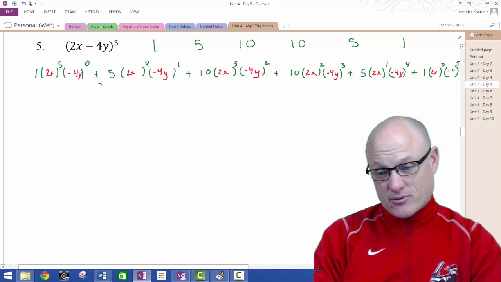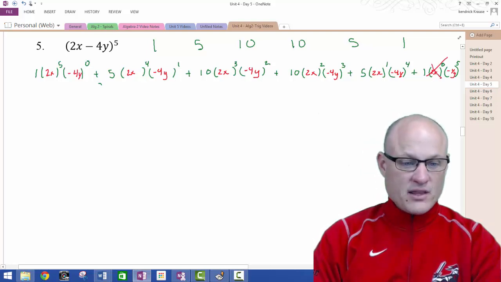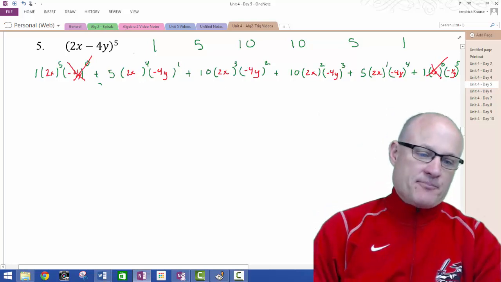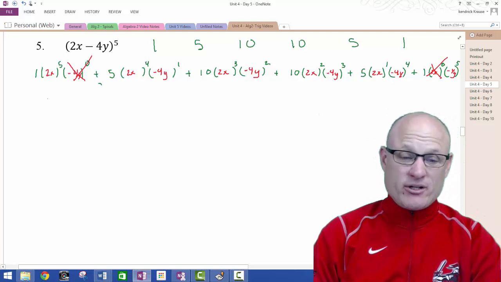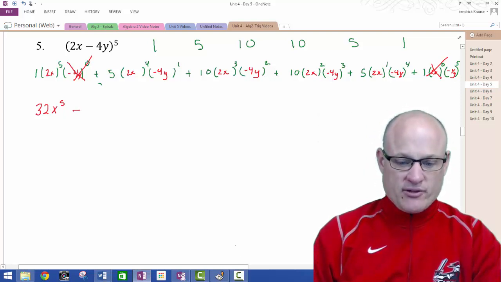Minus 4y. Cross off the zeros. We don't need them. They're sort of just placeholders so I don't make dumb mistakes. All right. Again, if you want, grab your calculator and type this stuff in. This is 2 to the 5th power. Everybody in the world knows that's 32. And then we'll do x to the 5th. Now, this also has a negative, so we're going to go back and forth. That's not always true, but it's most of the time true.